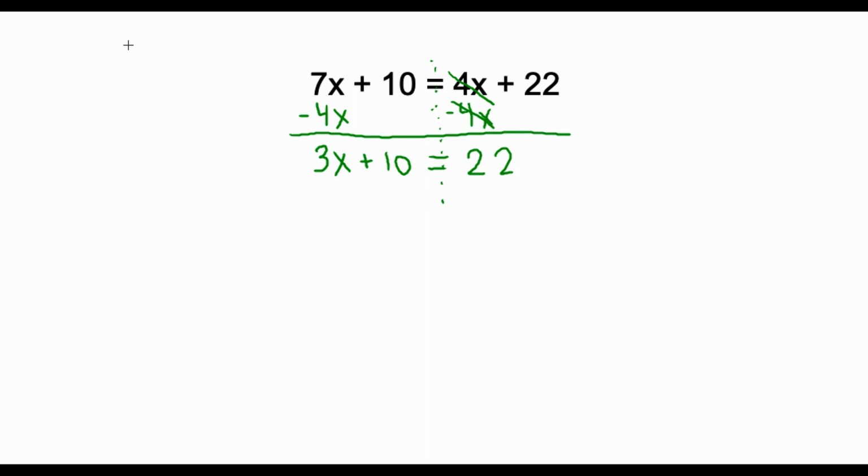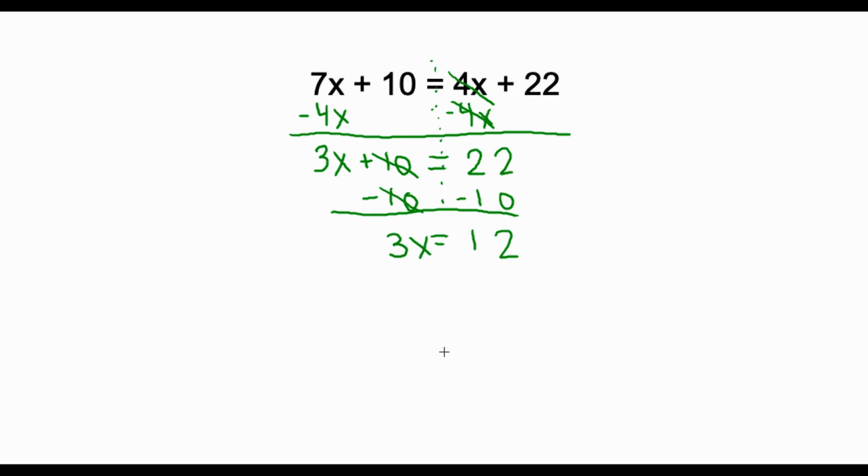Remember, the goal is to separate the x terms on one side and the number terms on the other side. So here, since the 10 has an addition sign and it's positive, we're going to subtract it. Whatever we do to this side, we have to do to this side. Okay? The 10s on this side will cancel because they're the opposites of each other, and 22 minus 10 will give us the 12 here. We're going to bring down the 3x on this side, because we didn't do anything to that, so it comes down.